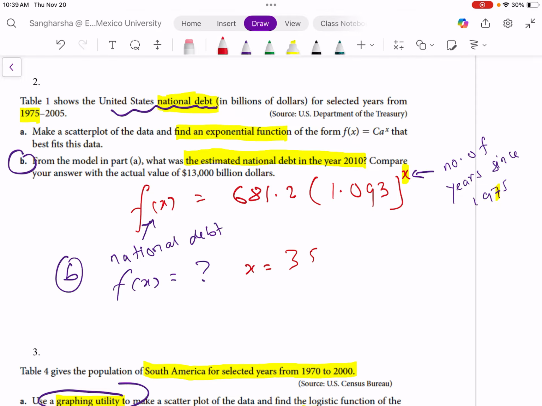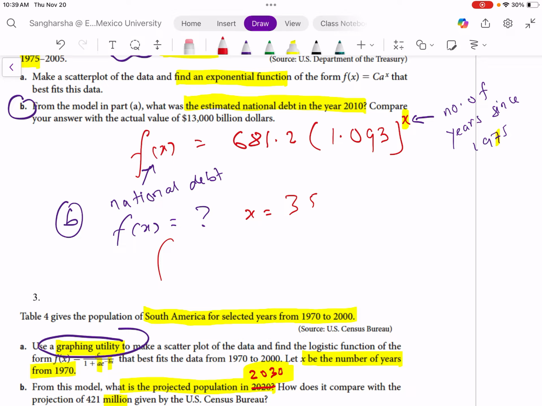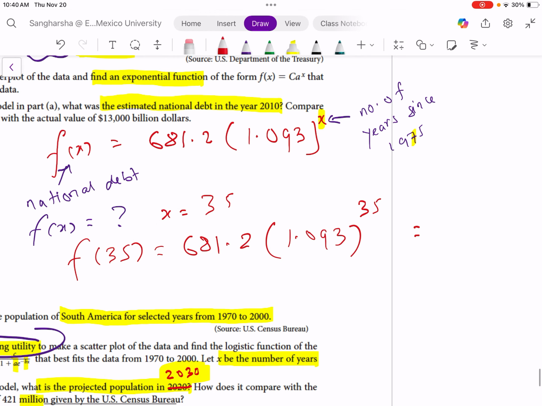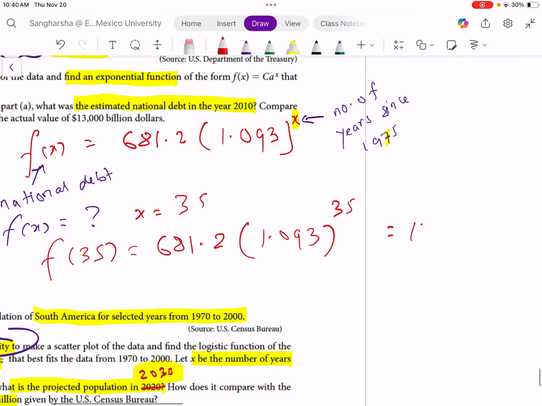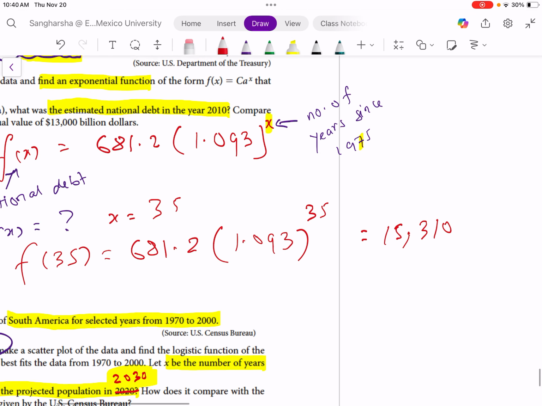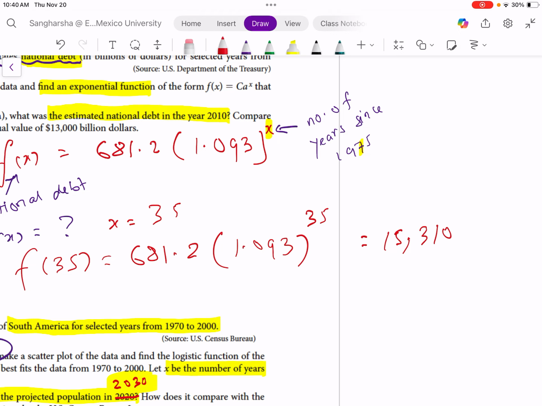Now let's replace every x by 35. So f of 35 equals 681.2 times 1.093 to the power 35. So use your calculator and we get 15,310 billion dollars. So that will be the estimated national debt in 2010. So this is $1 billion.